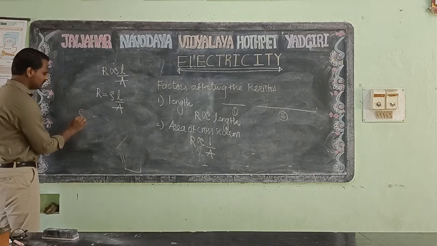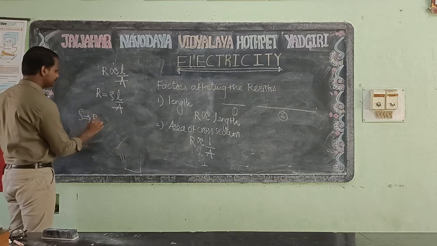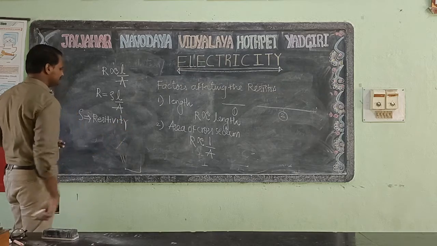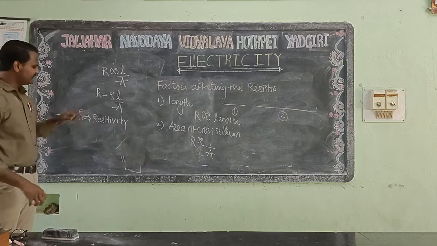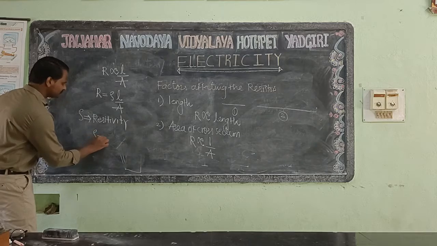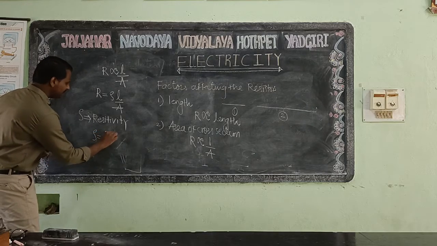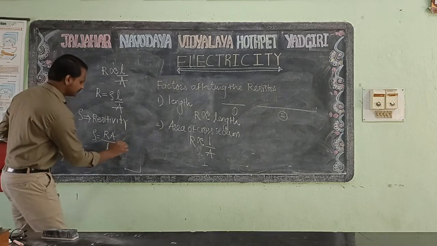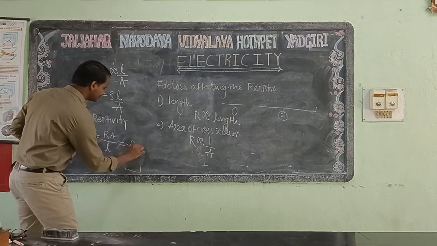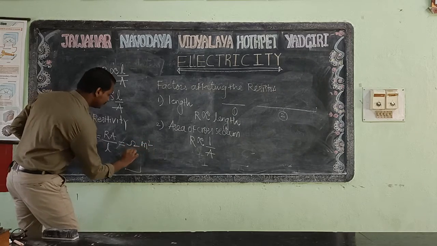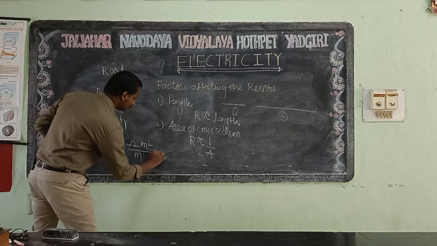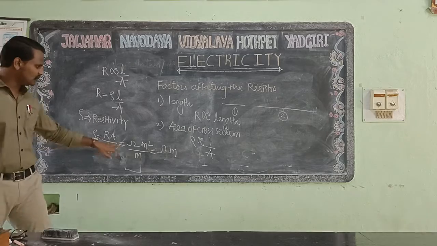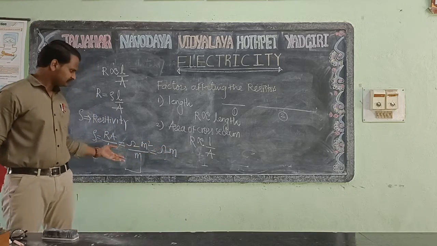In this case, rho is the constant which is called resistivity. And we can find the value of resistivity: rho is equal to R A by L. Resistance is in ohm, area in meter square and length in meter, so the SI unit of resistivity will be ohm meter.